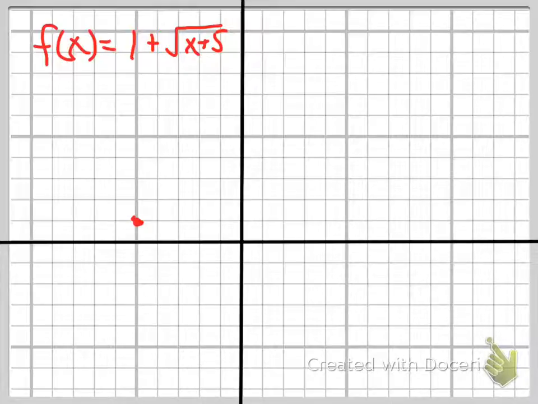Therefore, it's going to follow the parent function. To the right 1, up 1. To the right 4, up 2. To the right 9, up 3. And so on. So there is the original function.